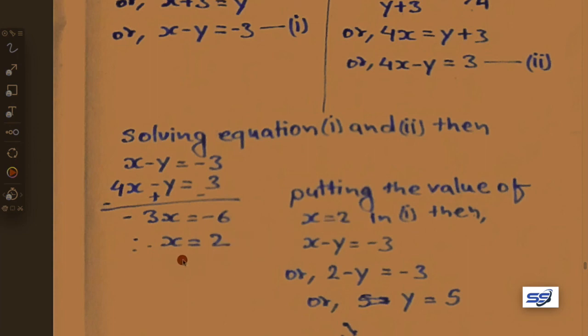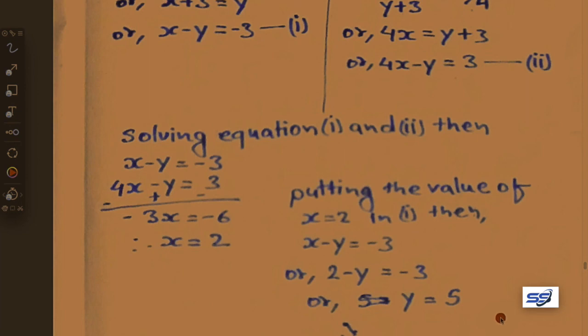Now once we get the value of x, we can easily get the value of y by putting it in equation 1 or 2. Putting x equals 2 in the first equation, x minus y equals minus 3, in place of x we place 2: 2 minus y equals minus 3. Therefore y equals 3 plus 2, which is 5. So y equals 5. Now we have x equals 2 and y equals 5.